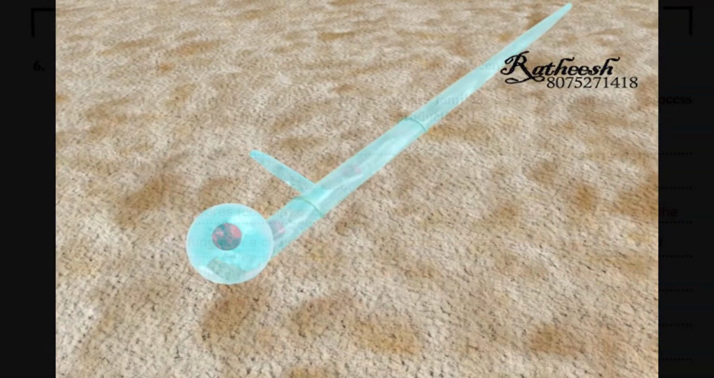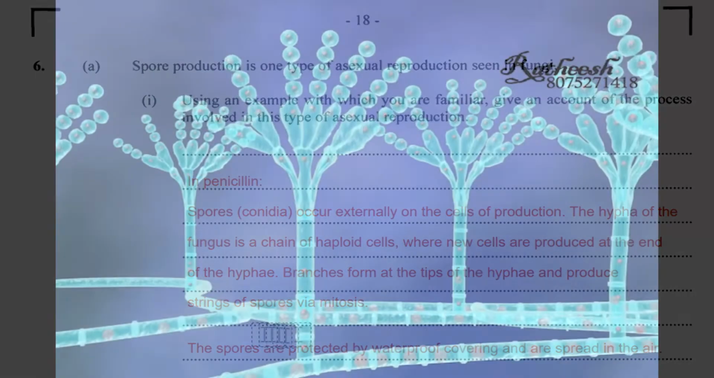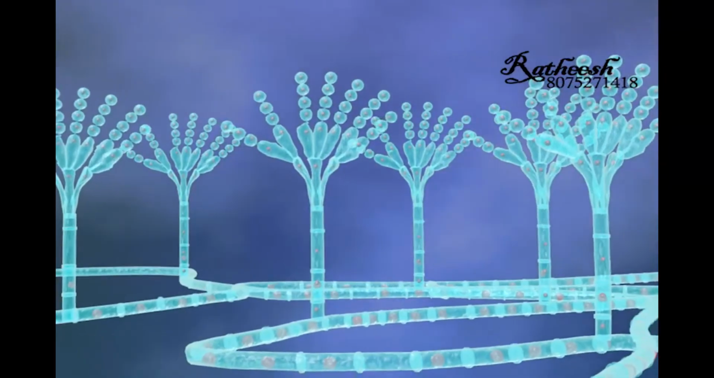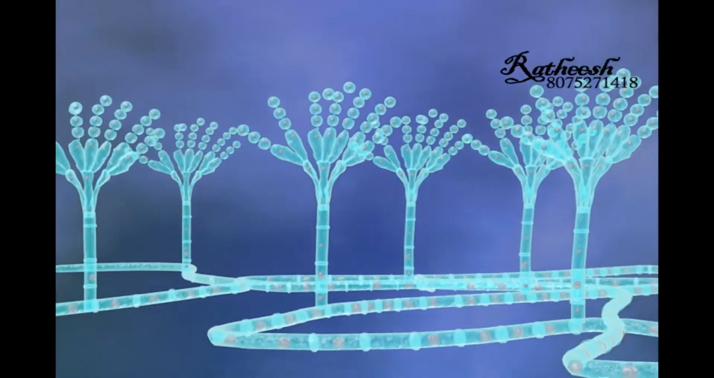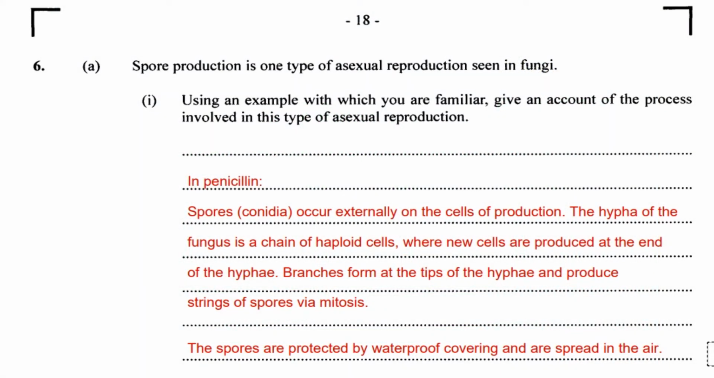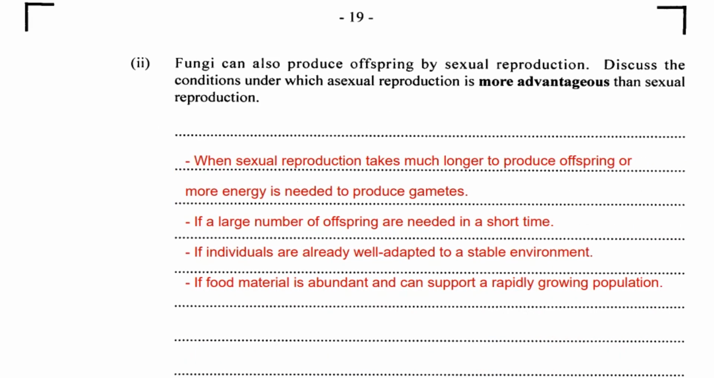So the hyphae of the fungus is a chain of haploid cells, where new cells are produced at the end of the hyphae. Branches form at the tips of the hyphae and produce strings of spores via mitosis. The spores are protected by a waterproof covering and are spread in the air. So this is just giving you a beat-by-beat of how the spores are produced in this penicillium fungus, which we used to make penicillin, so I should actually call this penicillium.